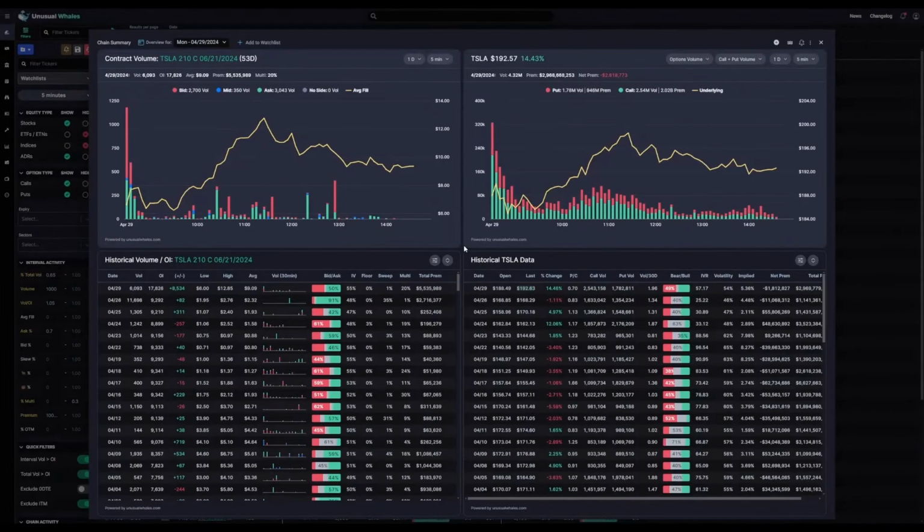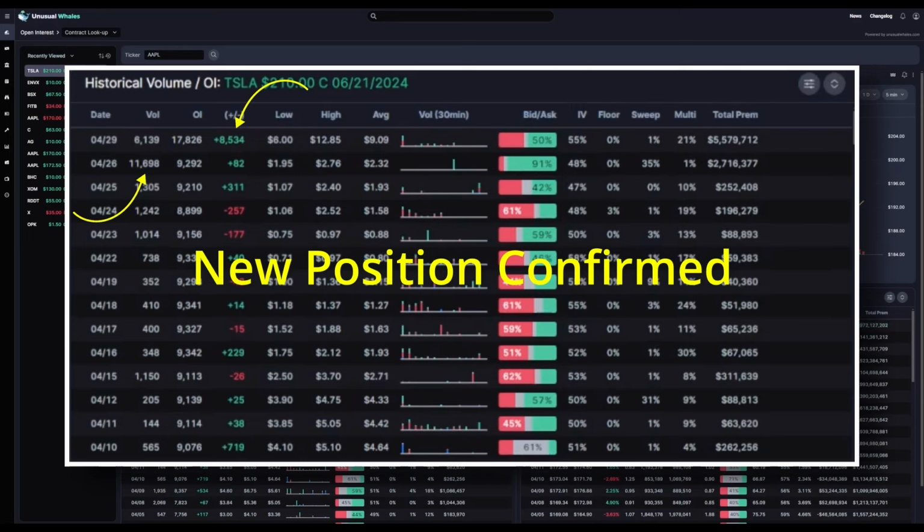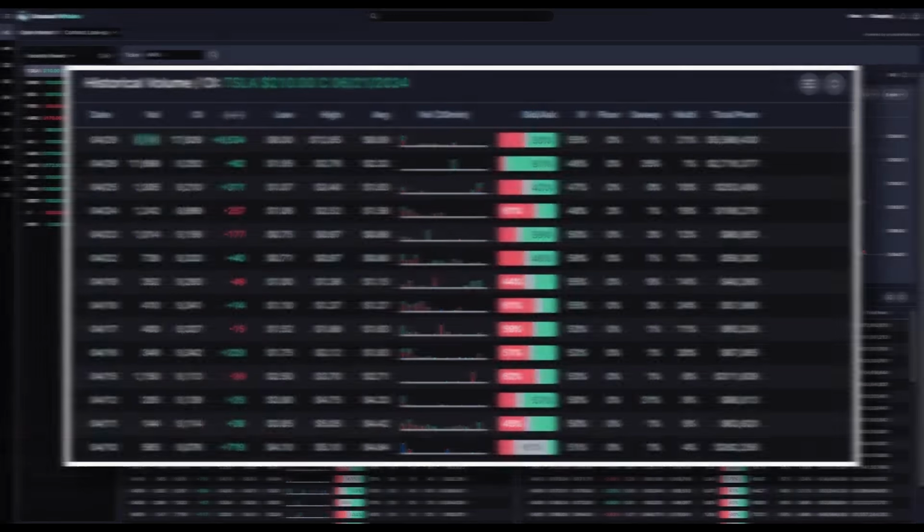Now on April 29th, Tesla has indeed rallied. We can pop this contract open in the contract lookup and see the results. Of the 11,698 volume that transacted on Friday the 26th, 8,534 carried over into open interest. That's a hard confirmation of new positions opening. In the case of this contract, however, waiting for the confirmation would have missed the move, which is why that context I talked about earlier is really useful for higher volume tickers like Tesla.